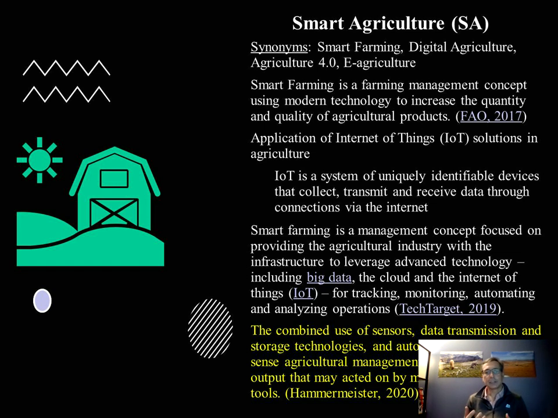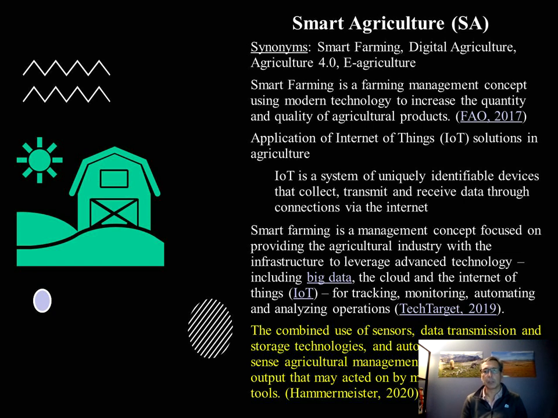And there's lots of synonyms to the word smart agriculture. It's also referred to as smart farming, digital agriculture, agriculture 4.0, and e-agriculture. There's a number of different definitions. I've talked with a lot of actual farmers and professionals, and they all provide me with different definitions of what smart agriculture is and what smart farming is.